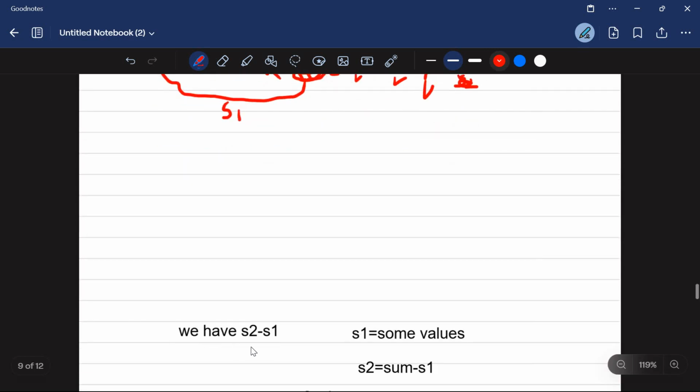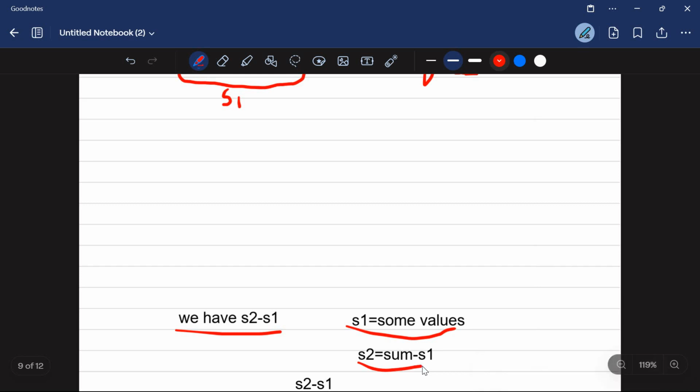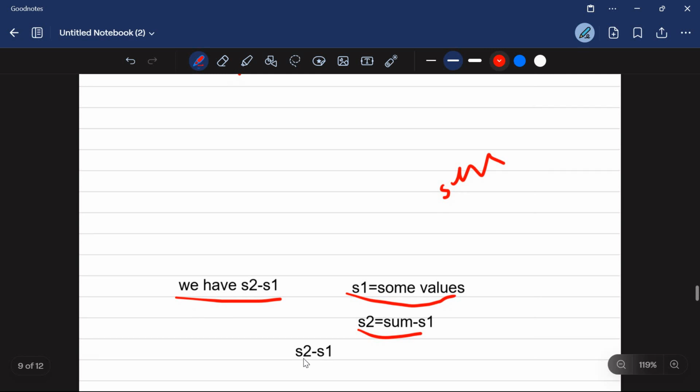So we have this equation, S2 minus S1. S1 can have any value, okay? So if S1 is some value, the overall is the sum, right? So sum minus S1 is equal to S2, right? So if I replace this S2 in this equation, what do we get? This is simple math.